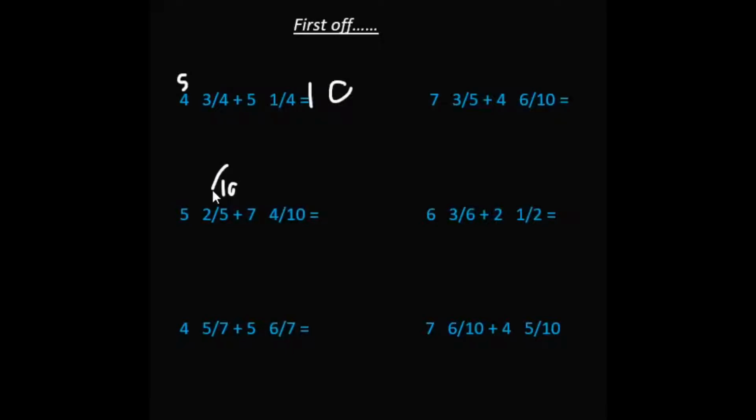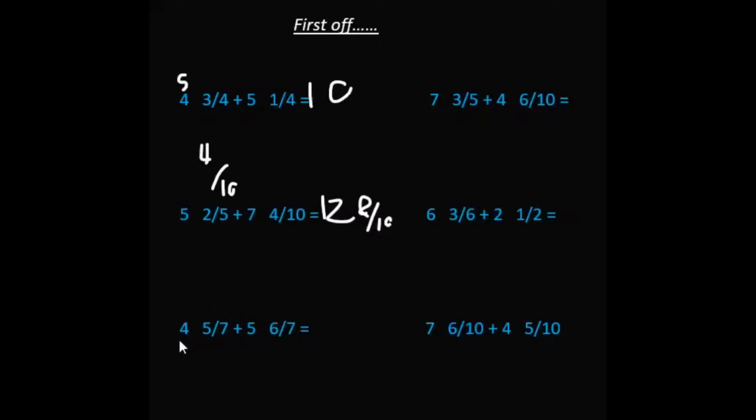10 as a denominator. But whenever we change the denominator, we always have to do something to the numerator. So, since we doubled 5, we're going to double 2 to make it 4. So now, it's 5 and 4/10 plus 7 and 4/10. So, what we can do first is add the fractions. So 4/10 plus 4/10 equals 8/10. So we can just write 8/10 right here. And then we have 5 plus 7, which is 12. So 12 and 8/10.